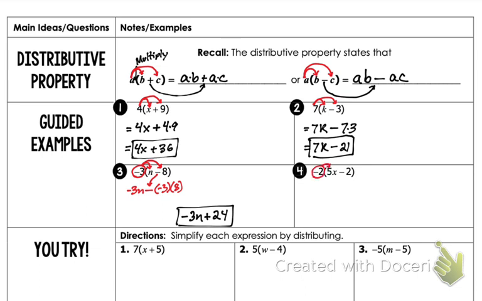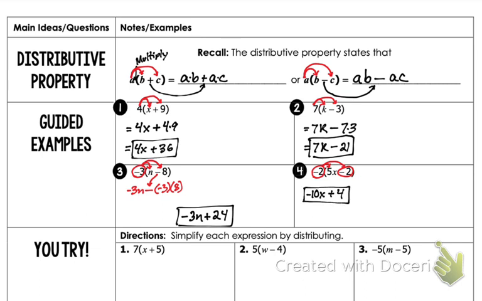What happens if I have negative 2 times a positive 5? It goes to negative 10. Negative 10x. What happens if I have a negative 2 times a negative 2? First of all, what's a negative times a negative? Positive. A negative times a negative is a positive. So what's negative 2 times negative 2? A positive 4. So our answer is going to be a positive 4.